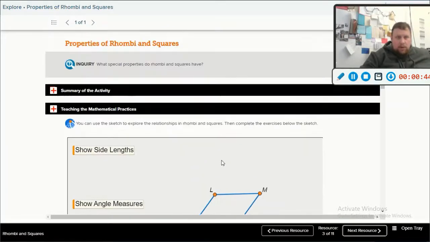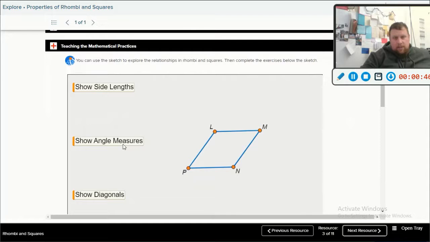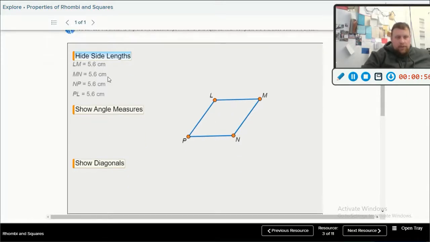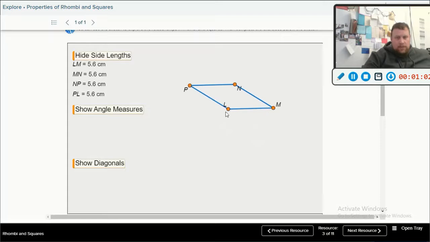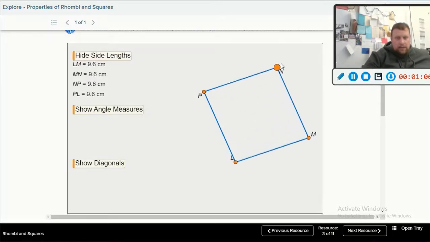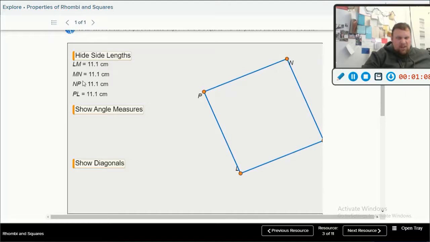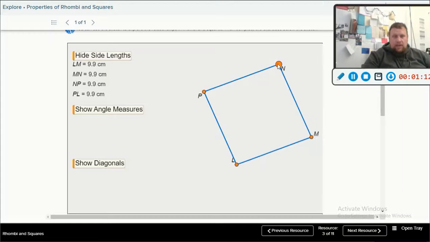Okay, we're going to explore a little bit of the properties of rhombus and squares. So I want you to see, first of all, it's a rhombus. All these sides are of the same length. And we're going to talk about what happens when we manipulate it a little bit. First of all, I want to show side lengths. Notice no matter what I do, the side lengths stay the same. We're not changing the side lengths. Now, could I change the side lengths? Yes. If I change the side lengths, though, look at that. They stay the same. So in a rhombus, they're the same, even if I turn it into a square.